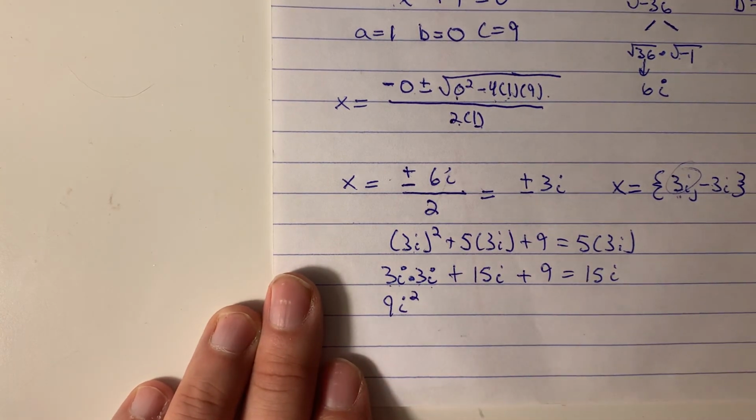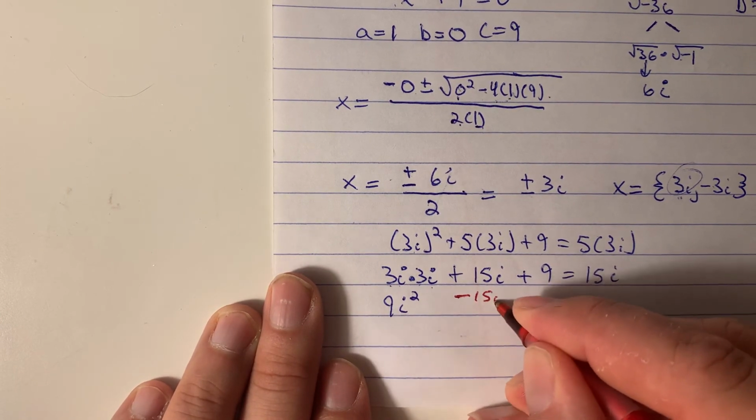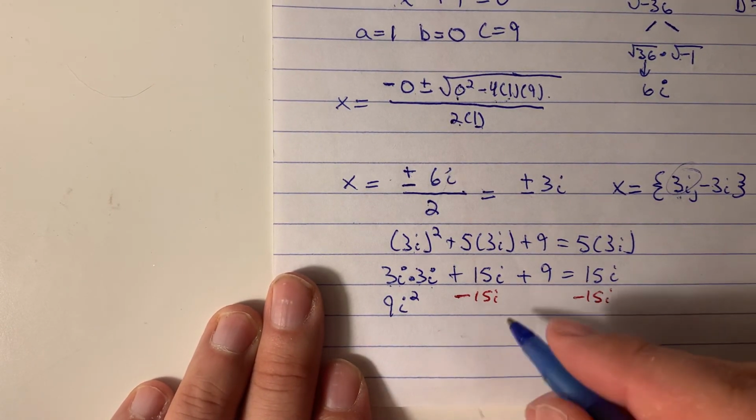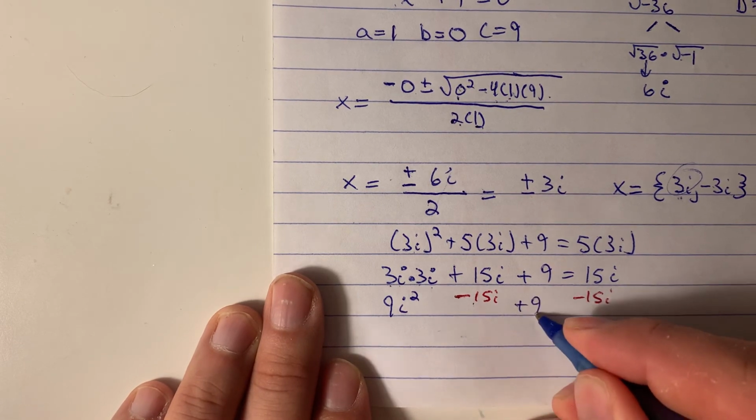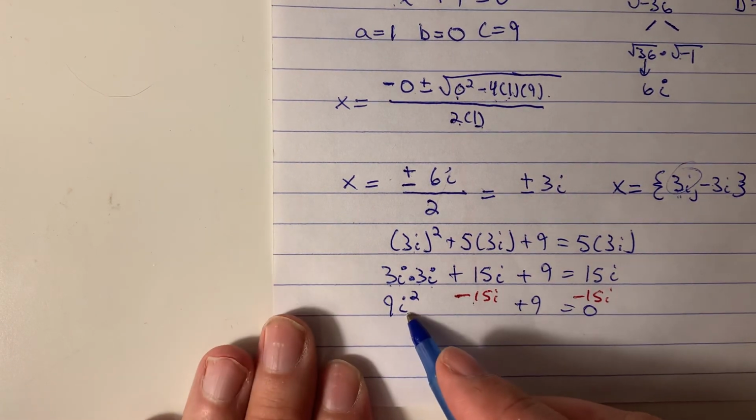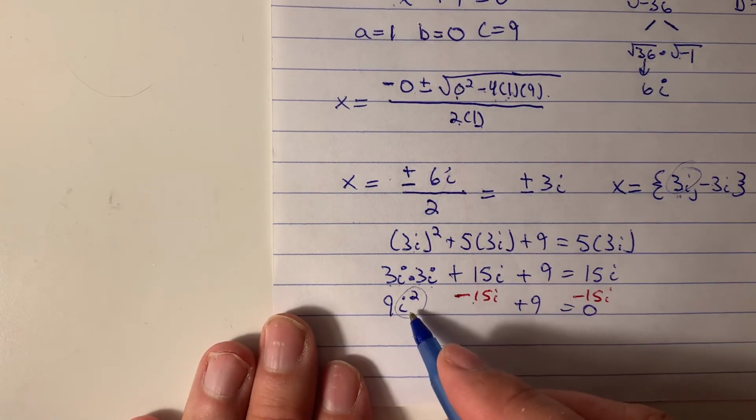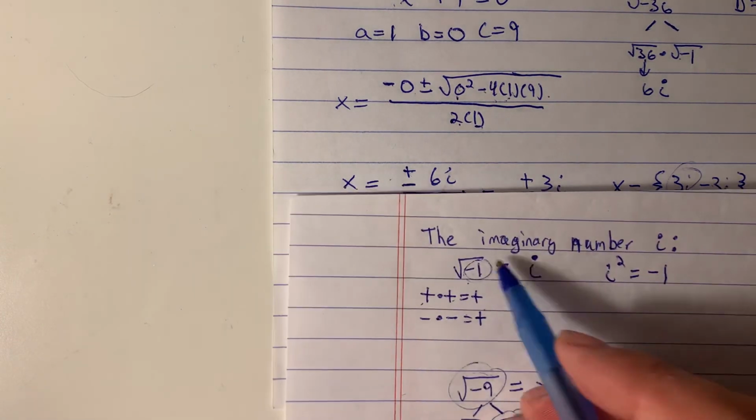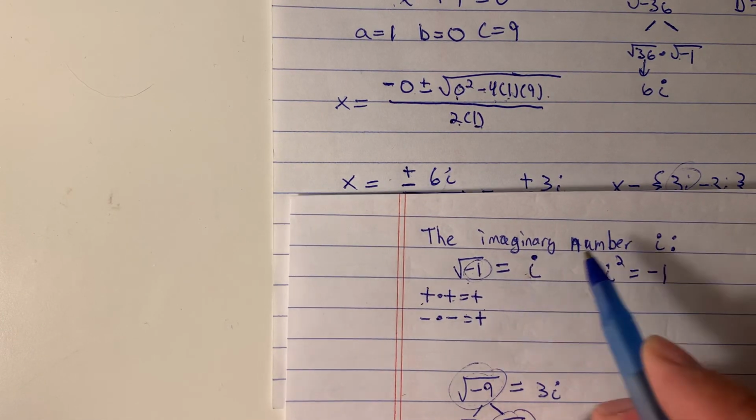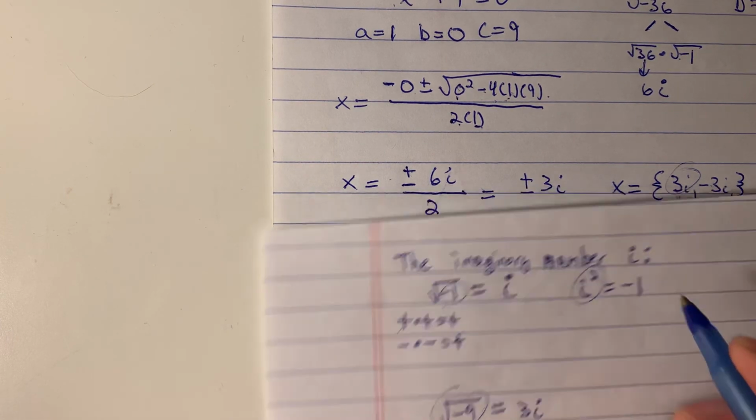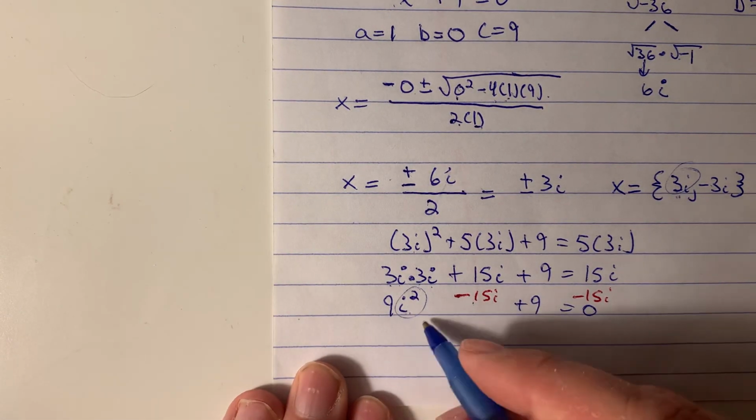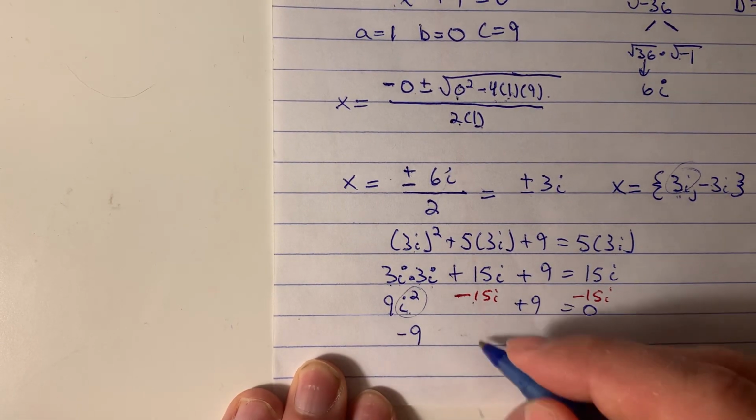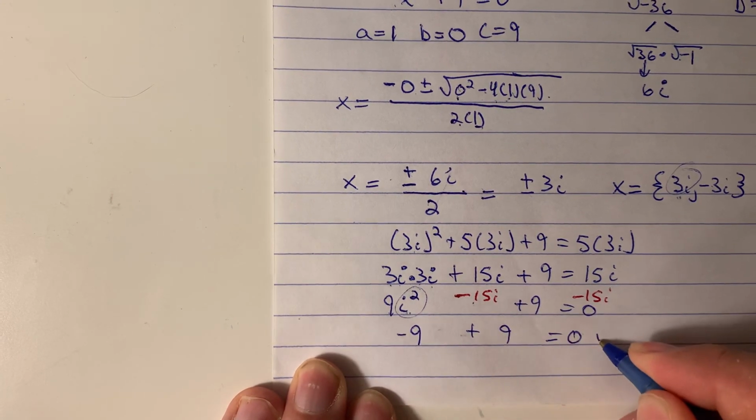I'm going to subtract 15i on both sides. And so that will be 0. So plus 9 equals 0. And finally, we need to know this trick for imaginary numbers, that i squared. We defined it earlier. We said i was the imaginary number that is the square root of negative 1. The square root of negative 1 is i. And so i is the number that when you square it gives you negative 1. So when you square i, this is going to be negative 1. So this is 9 times negative 1, which is negative 9, plus 9 equals 0, and that is true.